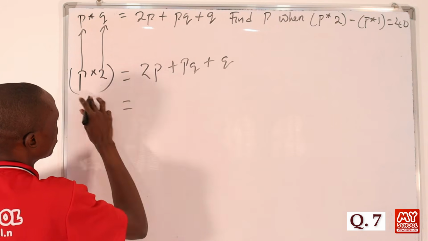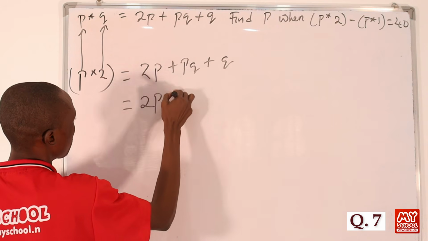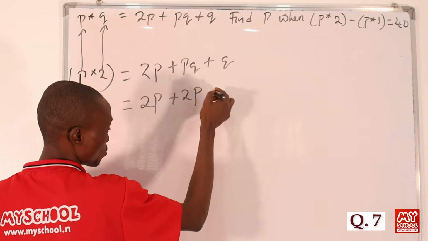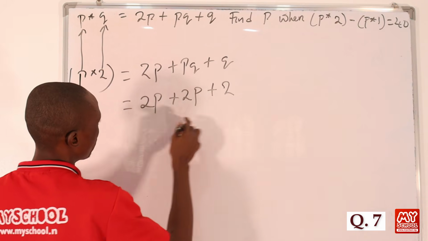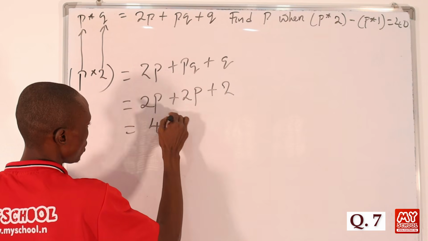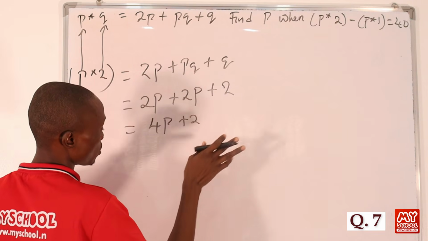So let's do that. Our P still remains 2P, then plus our Q is 2. So you'll be having 2P also, then plus 2, right? Let's tidy this up. Here, this will be equal to 4P plus 2. So we are done with what we have in the first bracket.